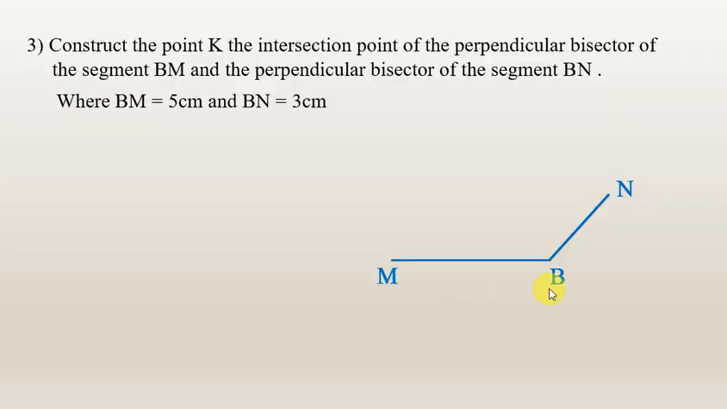So finally, after we do this, we get the first perpendicular bisector and the second perpendicular bisector of segments MB and BN respectively. We get the intersection point of these two perpendicular bisectors, the point K. And thank you everybody.